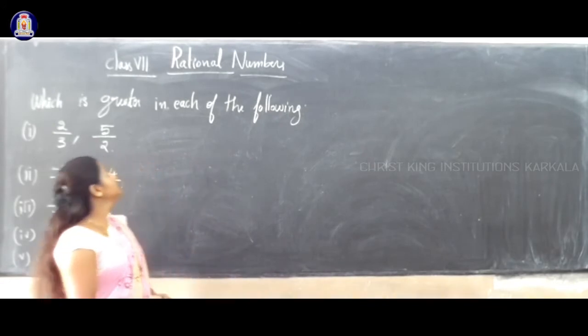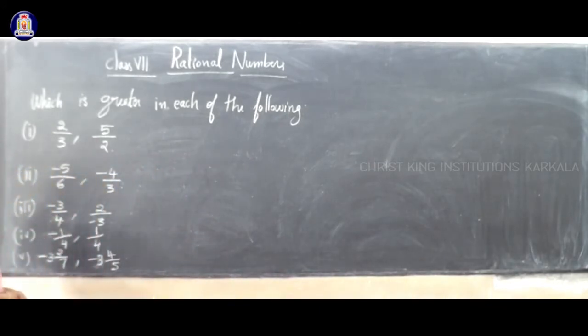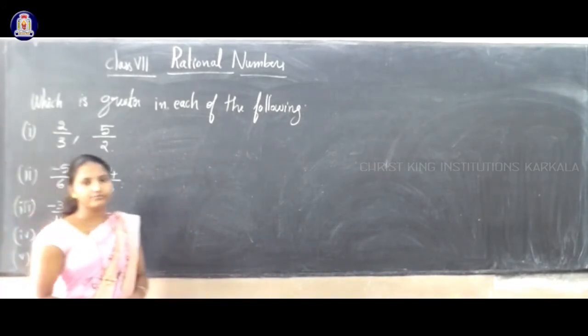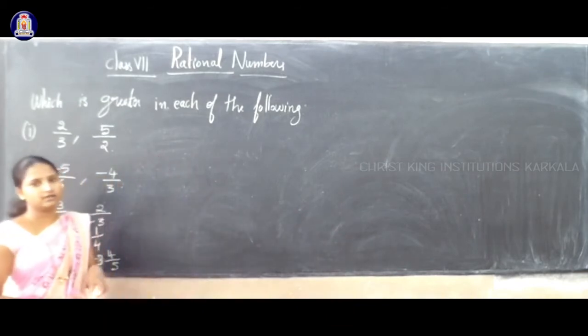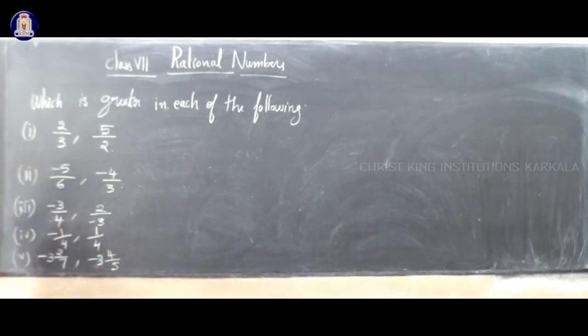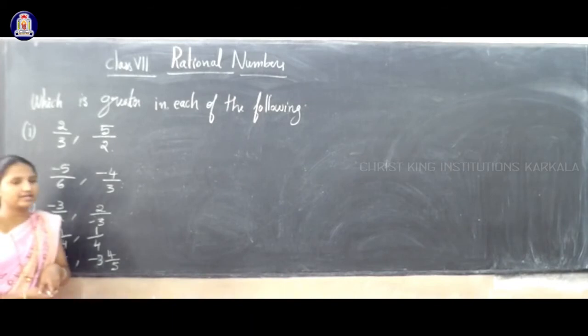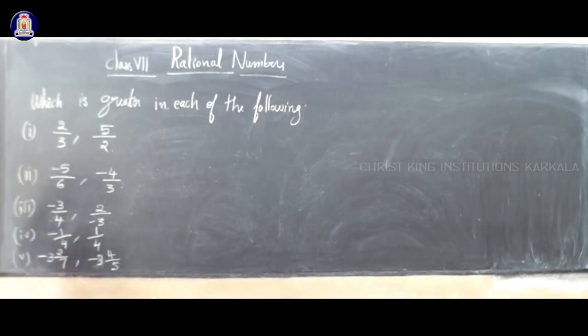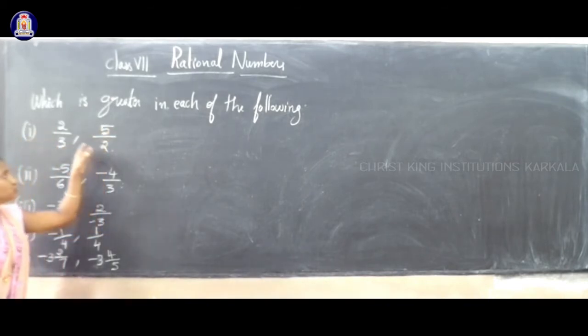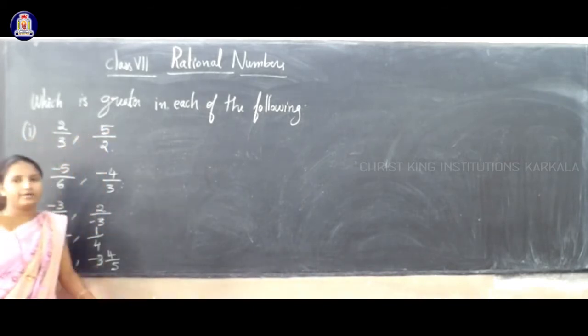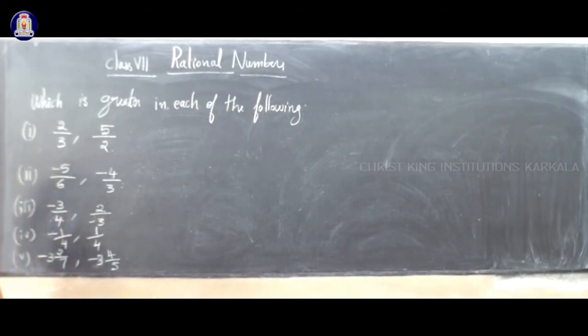Okay, next question. See, which is greater in each of the following? Just you have to identify the greater one in the given pair of rational numbers. So the first question, 2 by 3, 5 by 2. In this, which is greater? Without making the denominator same, can you say which one is greater?